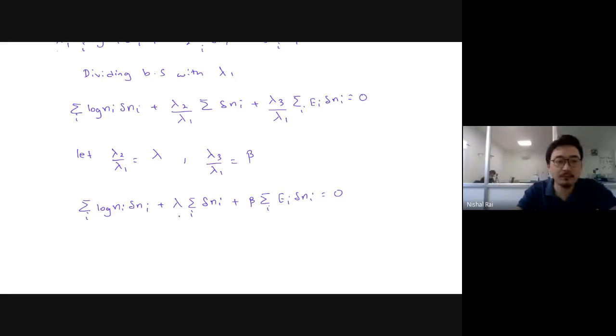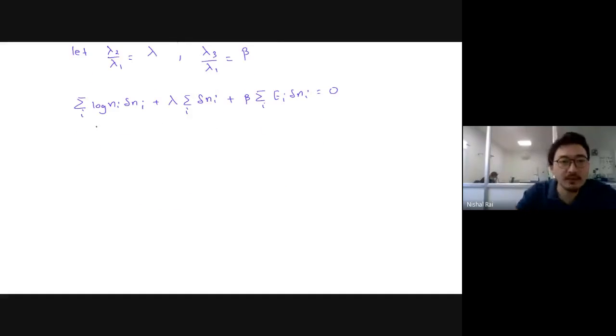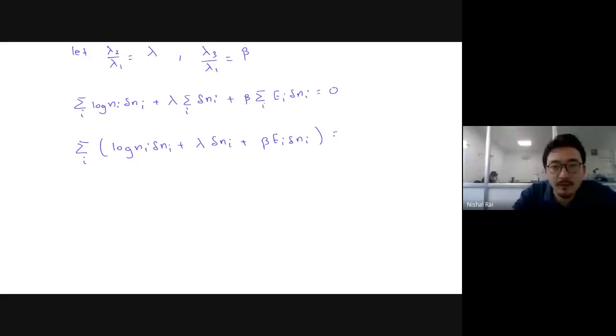Because this is summation over all i's, we can take this as common and put it over here. Over here, how much do we have? Log of Ni delta Ni. Lambda is constant, so it can be placed inside your summation. It's not a problem. Delta of Ni. And finally, you have beta Ei. Beta is also constant. Ei delta of Ni should be 0. Or also you can take delta Ni as common from all this: log of Ni plus lambda plus beta Ei into delta Ni should be 0.